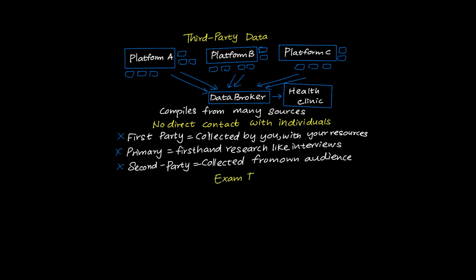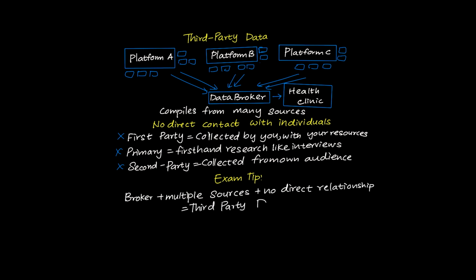Here's a WGU D467 exam tip for you. When a data broker compiles data from multiple outside sources without any direct relationship to the individuals, that's third-party data. Quick recall hook: third-party = third-hand, no direct contact.